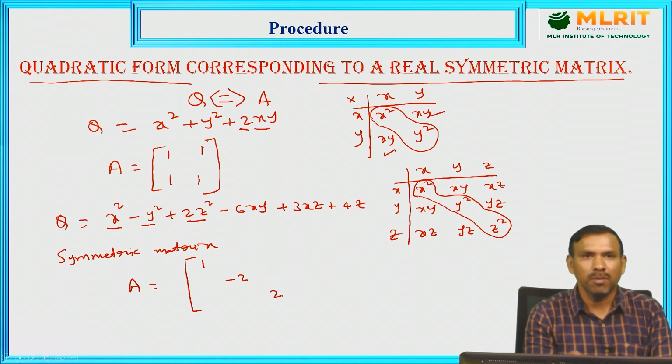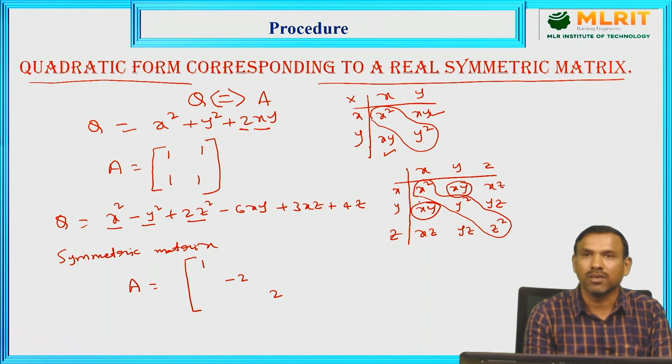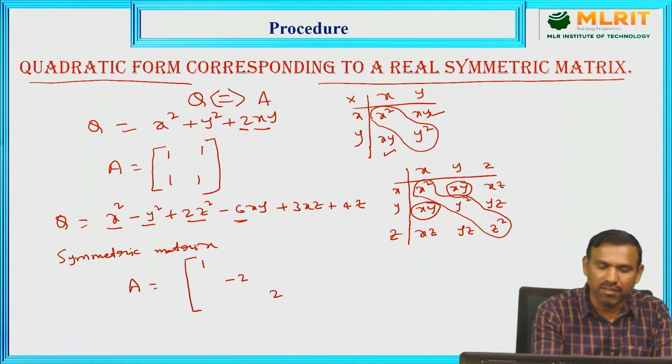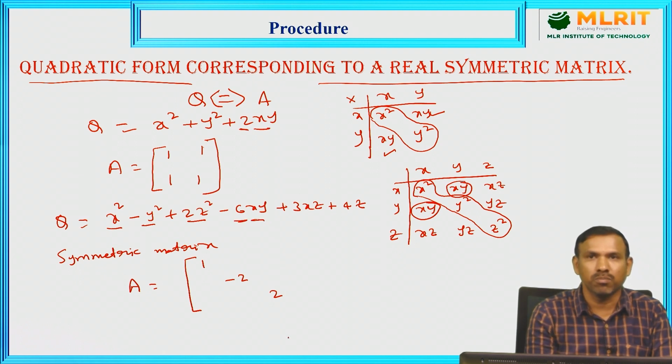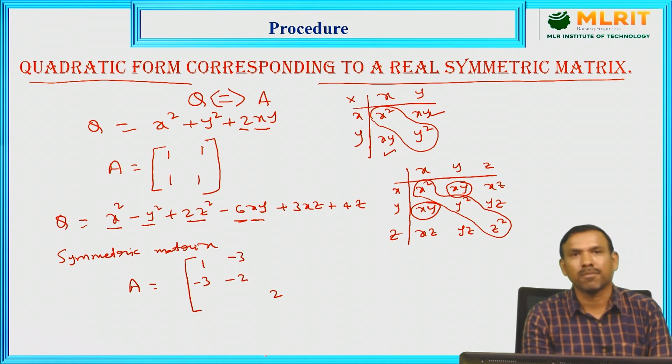First you write the principal diagonal elements, then the next, the xy coefficient. In xy we have two places, here I have circled. What is the coefficient of xy? Minus 6 divided by 2, because we need to write it in two places. Minus 6 divided by 2, that is minus 3. Write it here in the xy position, and here in the xy position.